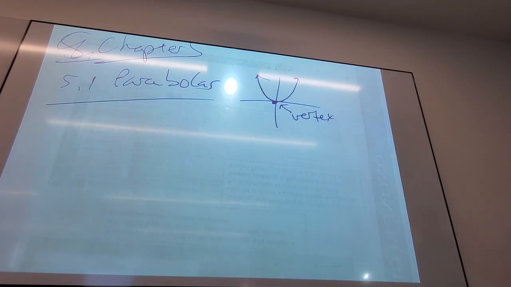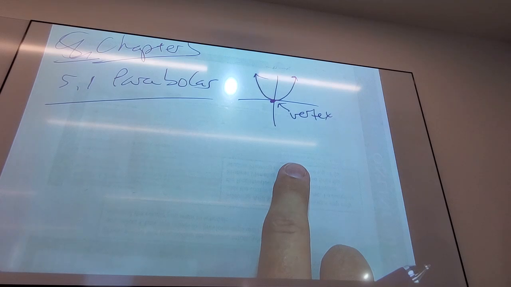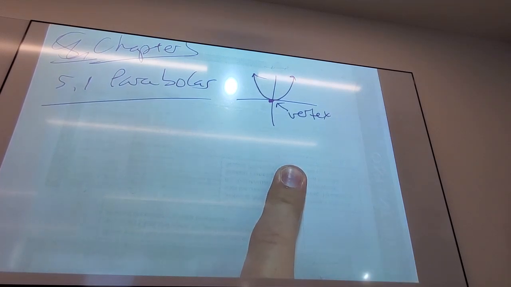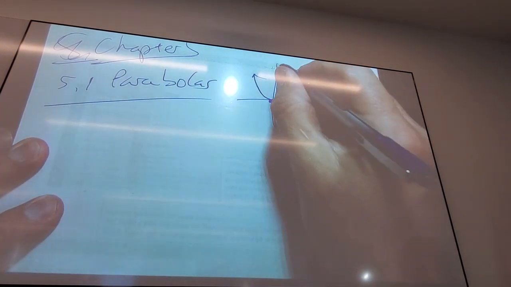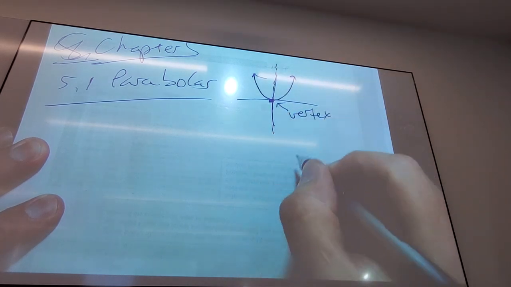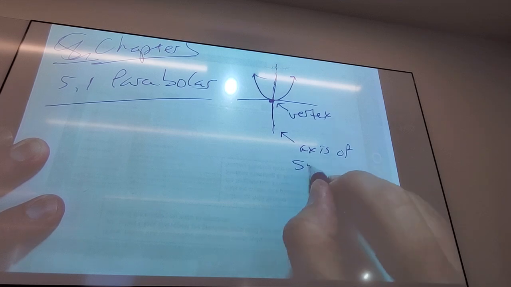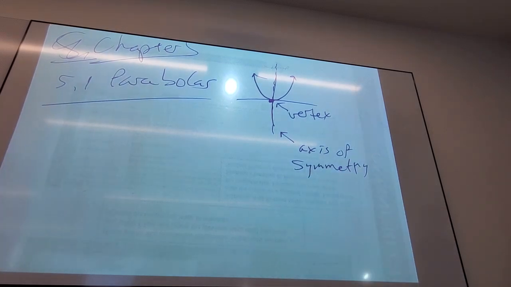Can we stop for a minute? Vertex, turning point. Can somebody tell me more about the parabola? Something about the shape of it besides it being a U? Is there a mirror somewhere? So for this parabola, if you just pretend for a moment, it's symmetric around this line. Yeah, this is called the axis of evil. No, symmetry. Which is another fancy name for mirror.